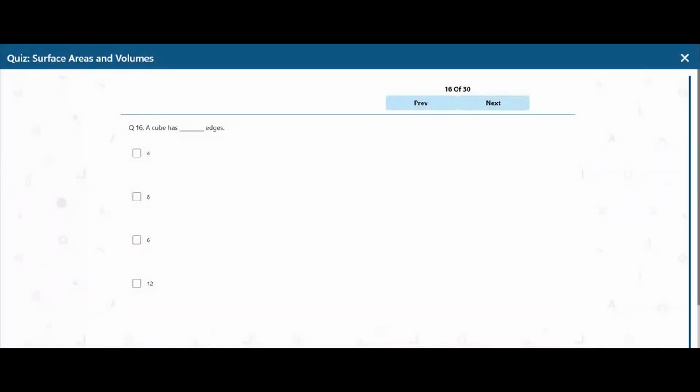Mahalakshmi, very easy question for you. A cube has dash edges. How many, ma'am? Edges? 12. 12.